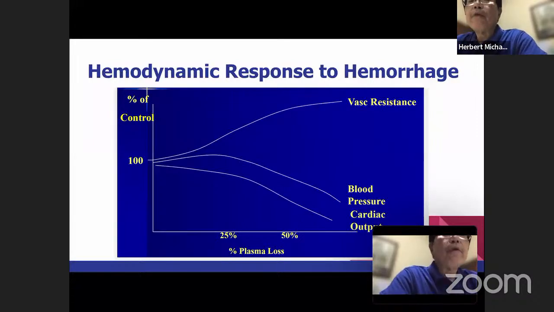So from here you can see that if there is 25% of plasma loss, your blood pressure is still okay, your cardiac output has dropped a bit. And the reason why your blood pressure is still okay is because the vascular resistance has started to climb up. Now, what is 25% of plasma loss? If you have a 10 kilogrammer, the total blood volume of a 10 kilogrammer is 80 cc per kilo. So that is 800 cc's. And if you get 25% of 800, that's 200 cc's. And from there, the 20 cc per kilo was born.